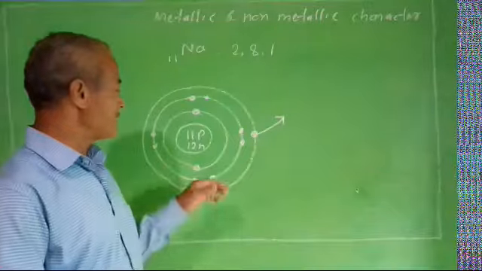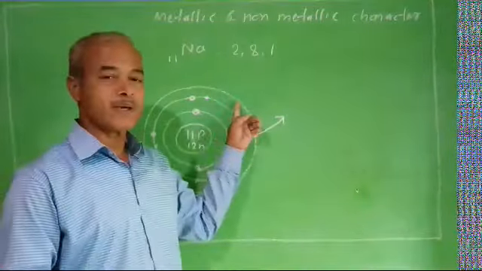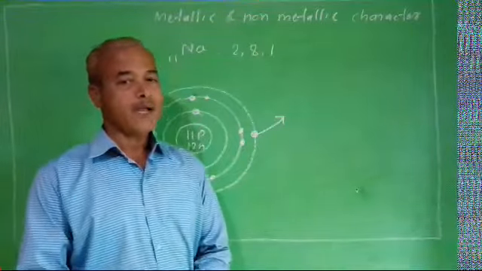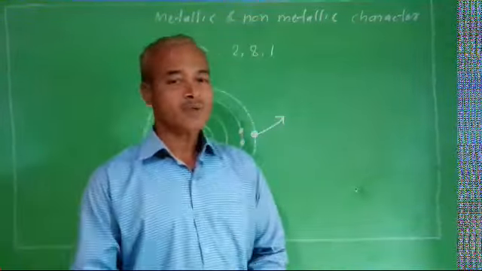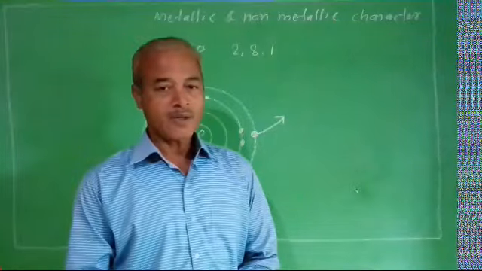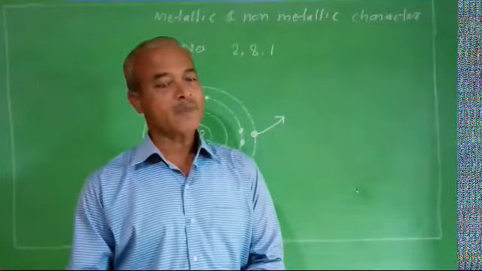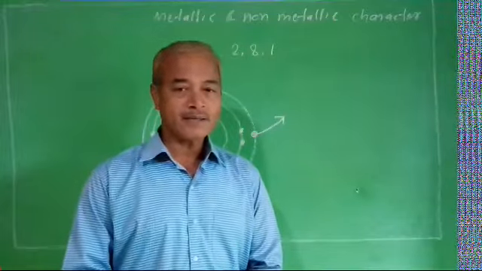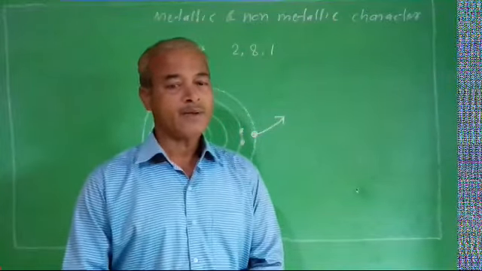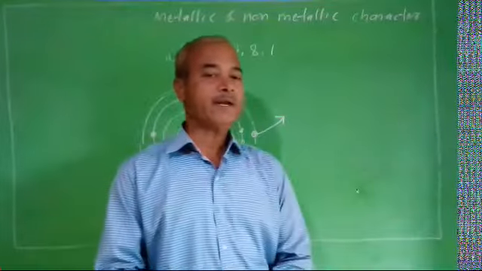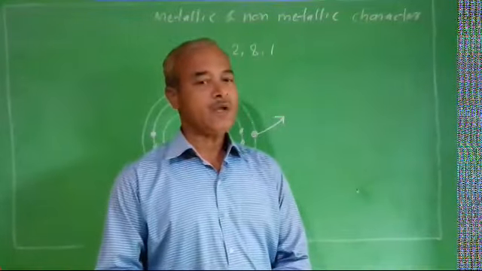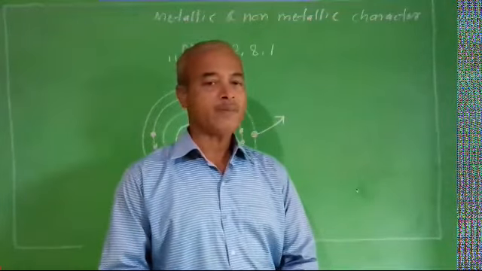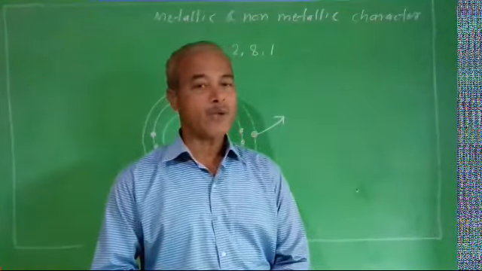Magnesium, let us take another example. Magnesium has 2 electrons in the outermost shell. So in order to become stable, magnesium will lose 2 electrons, and it will attain the configuration of the nearest inert gas, that is neon. Aluminium has 3 valence electrons, so it will lose 3 valence electrons and attain the electronic configuration of neon.